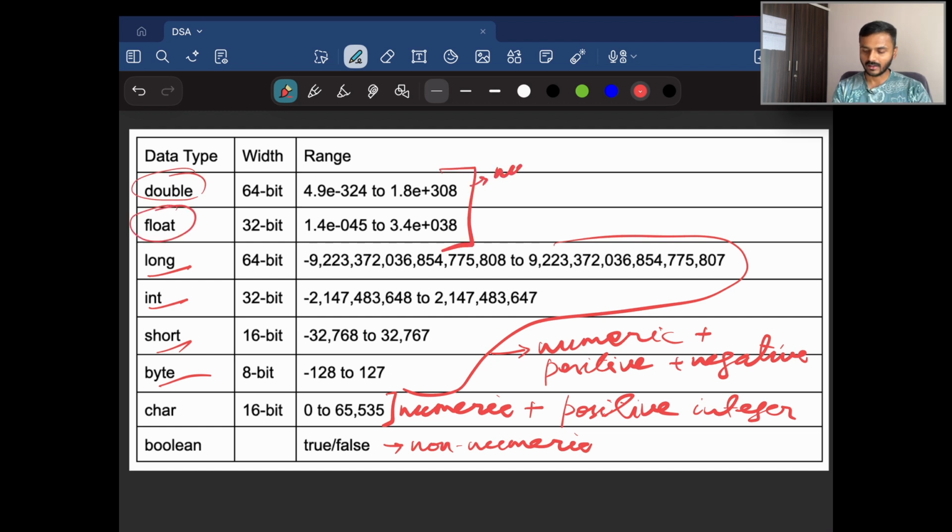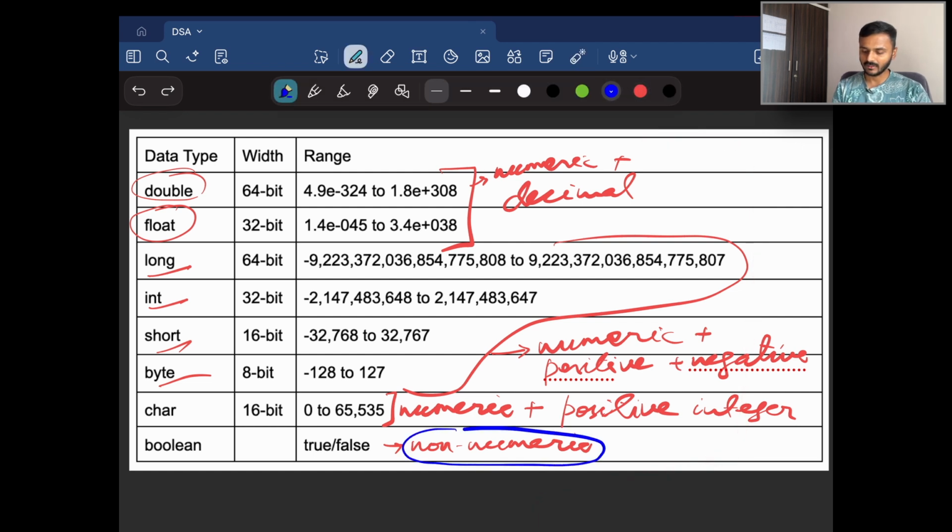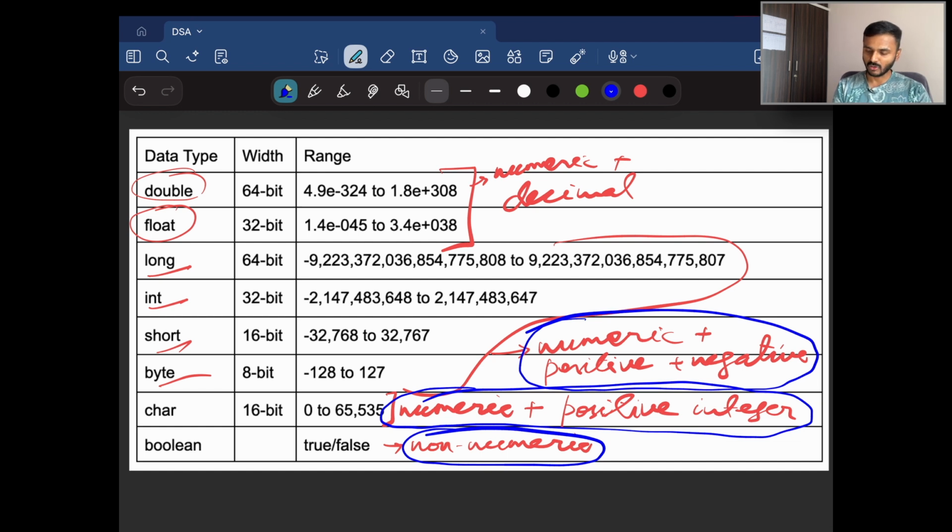Well, they are numeric, of course. That means they can hold numbers, but what kind of numbers? They can hold decimal numbers, right? Now, if we take a look at this entirely, what can we observe? We've got 4 categories. The first one is non-numeric. Then we have a category which is numeric and can hold only positive integers. Then we have another category which is numeric and can hold both positive and negative integers. And lastly, we have a category which is numeric and can hold decimals.